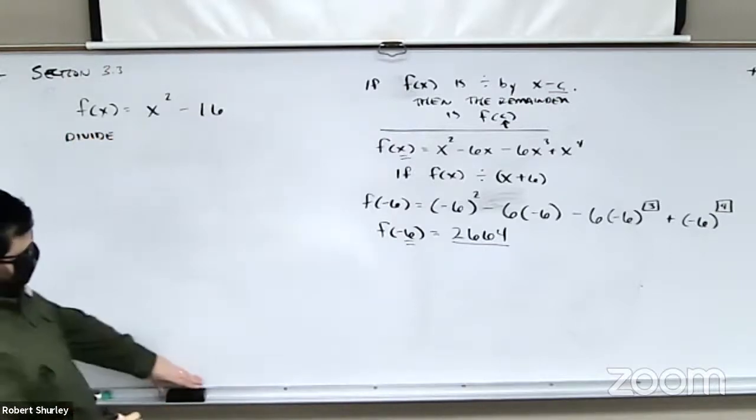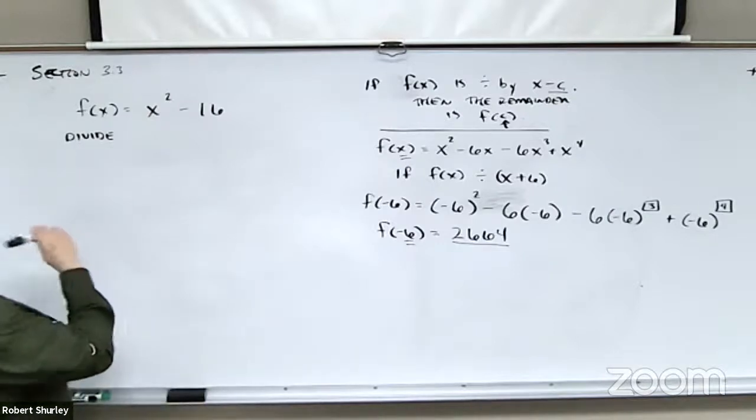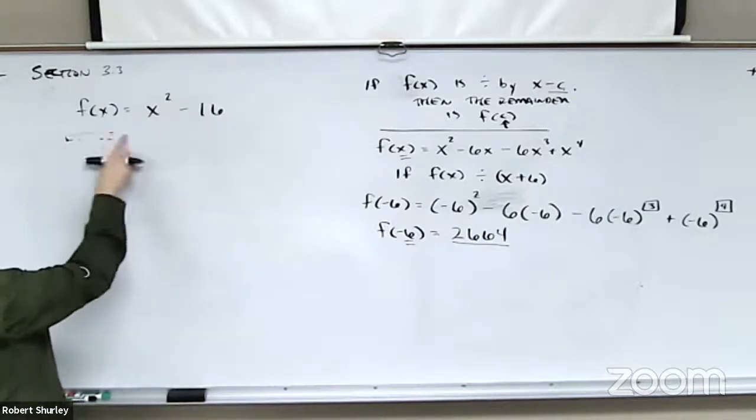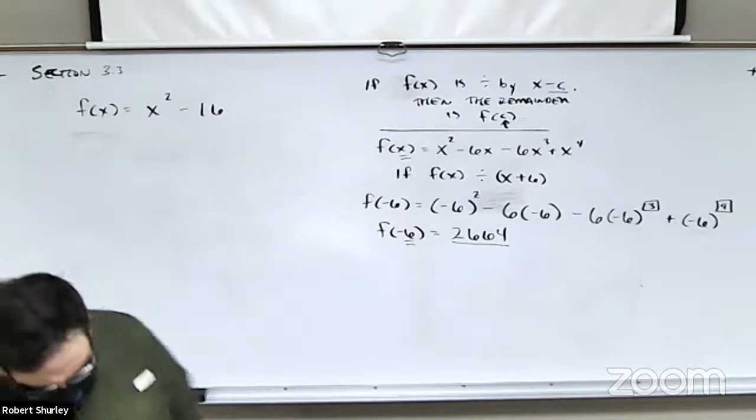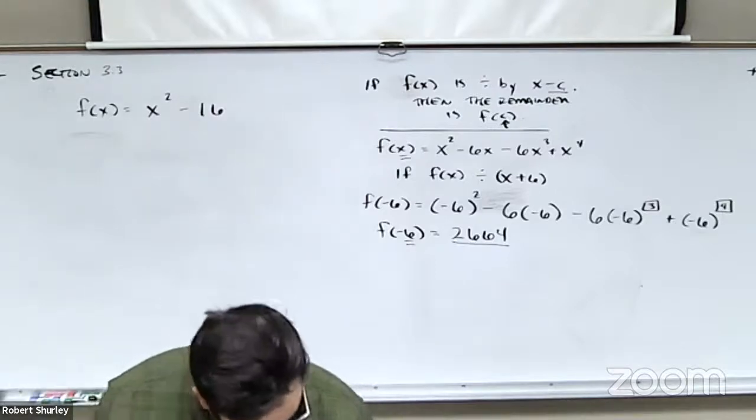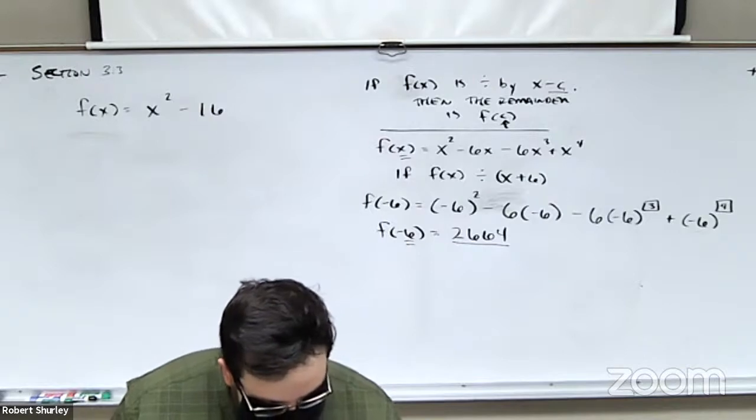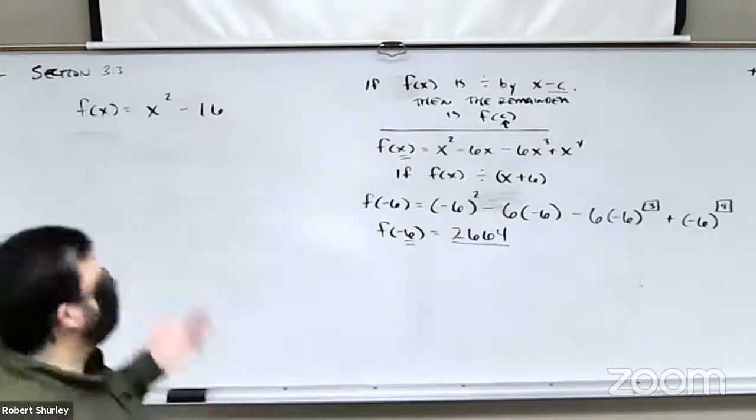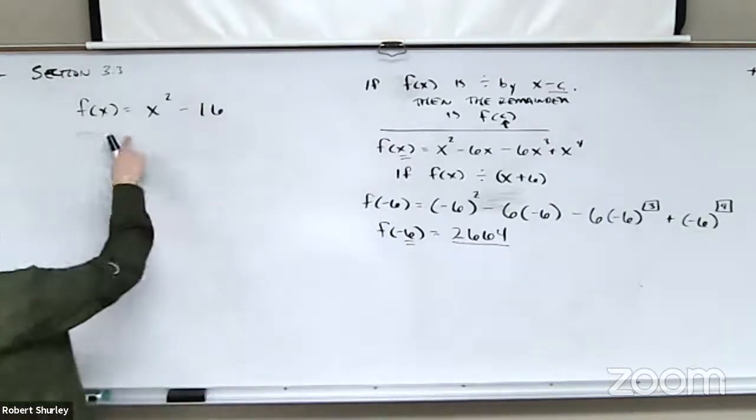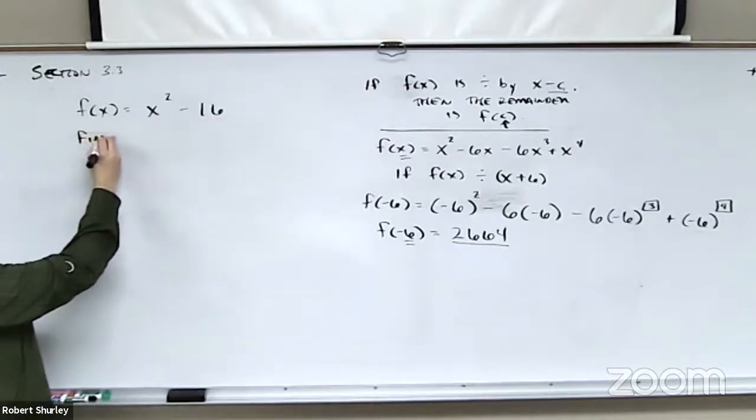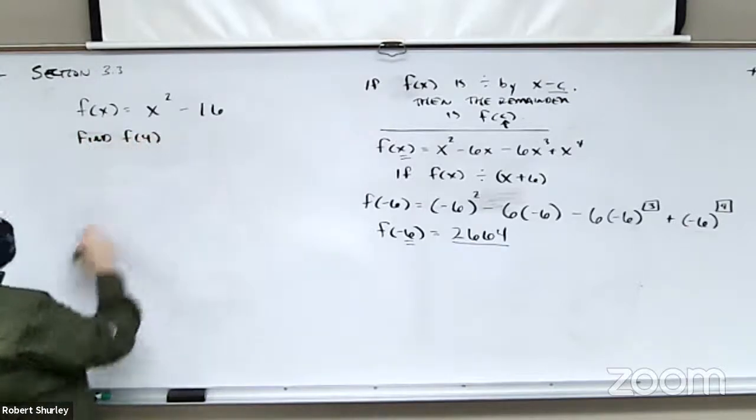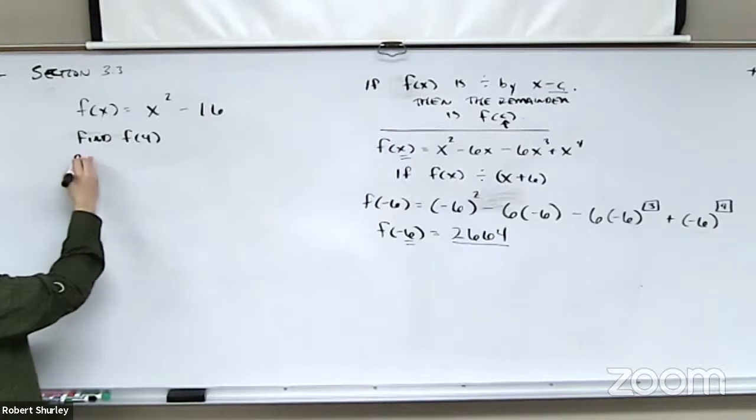Or really, how about this? No, divide, wait. How would you write this? Hold on. Let me see how they're writing in the book. Use synthetic division and the remainder theorem to find the indicated function value. Oh, okay. I see what you're doing here. So they want you to find, let's do, find f of 4, and we're going to do it two ways.